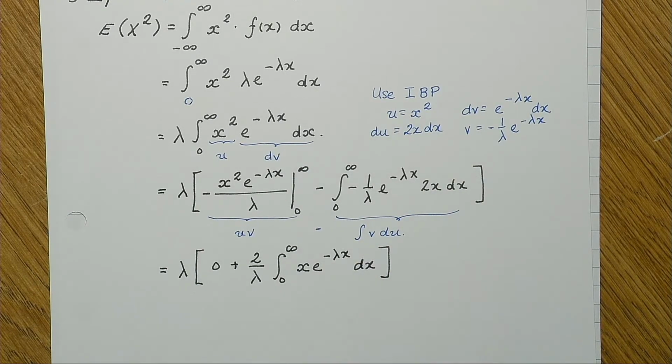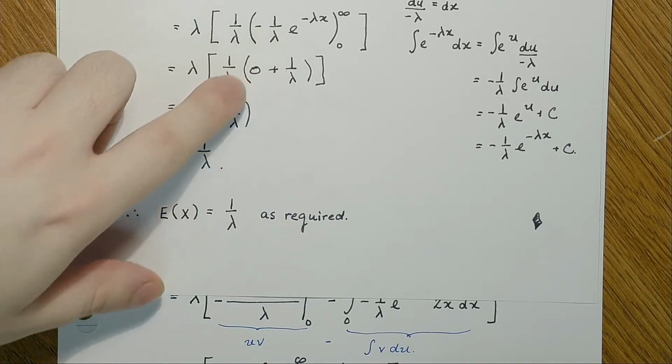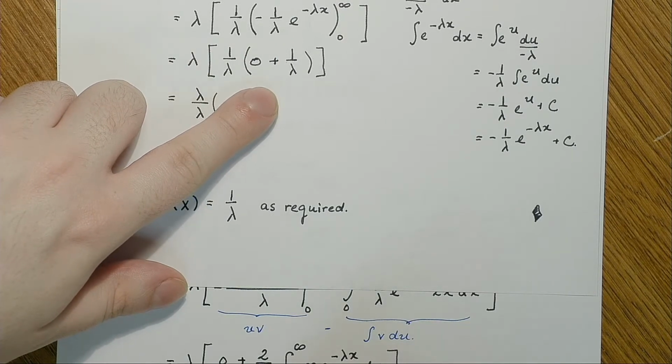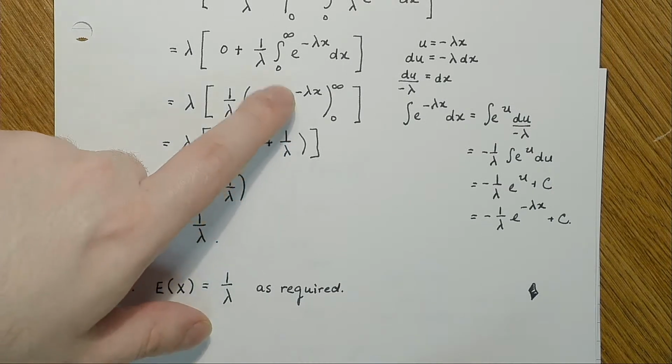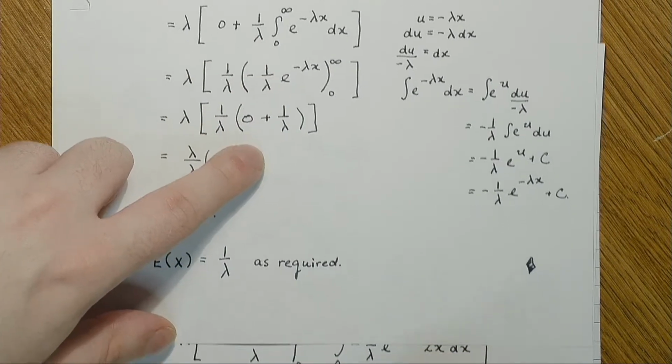But this is something I am not redoing. We are lazy mathematicians. So what does that mean? I'm not redoing all of that again. We already know what that is. So this one right here, because we had already done it here, it's just 1 over lambda.